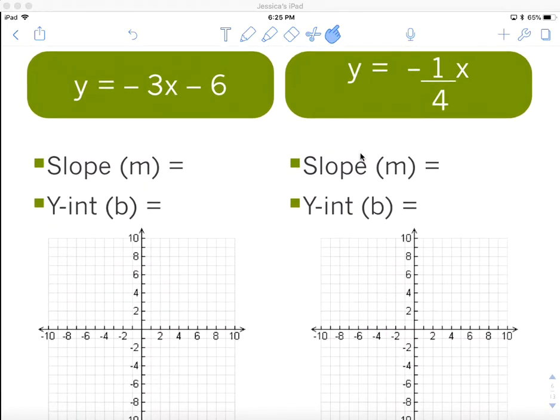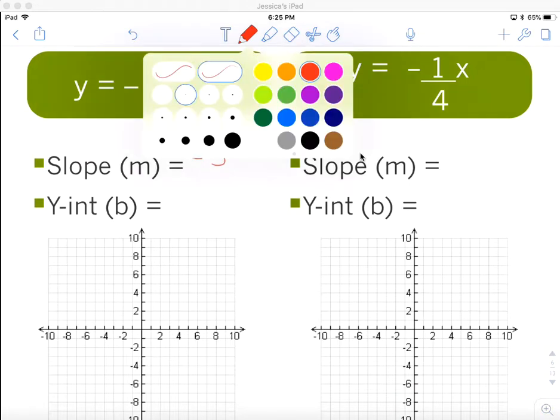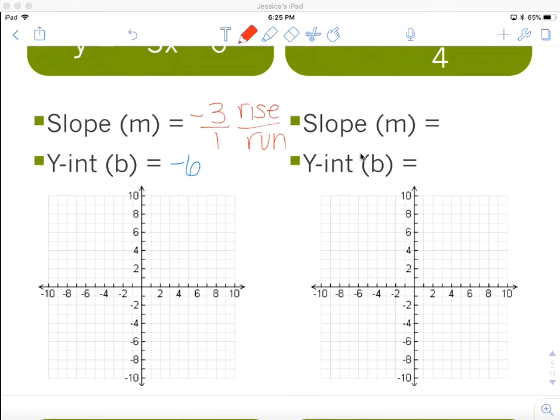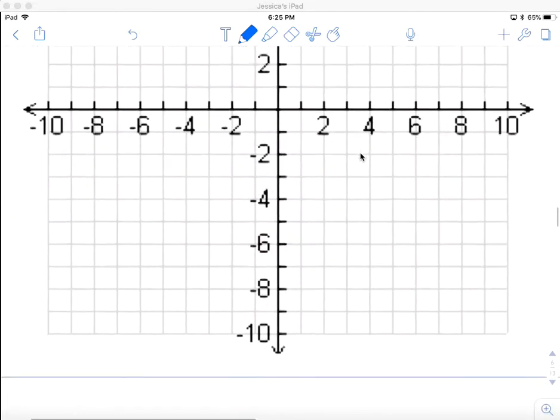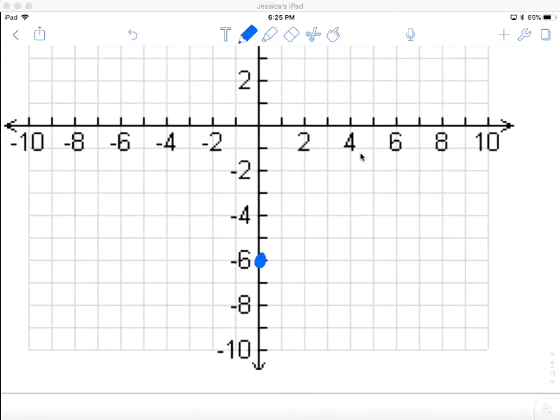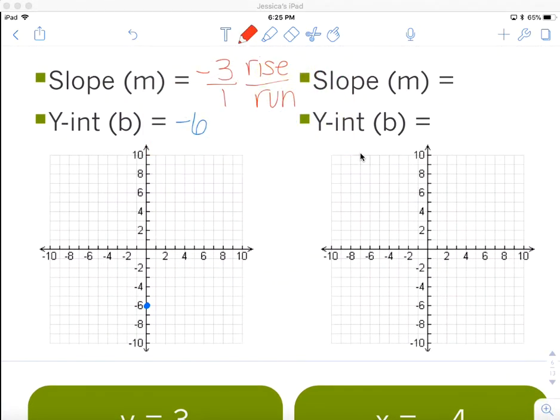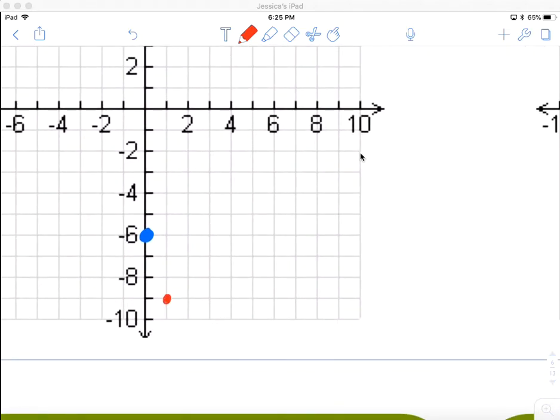Moving on to the next one, I have y equals -3x minus 6. On this one, my slope is -3. My y-intercept is -6. Well, -3 is the same thing as -3/1. So that's how you're going to set up your rise over run. Anytime you have a whole number for your slope, you're going to put it over 1. So for this one, I'm going to start at -6. Remember, on the y-axis. And then to move, I am going down 3, right 1.